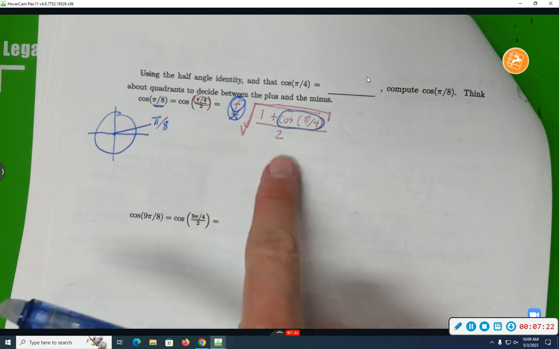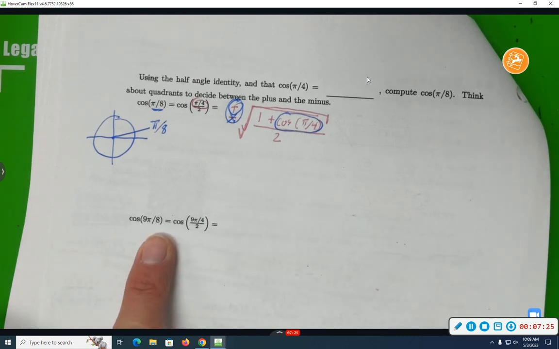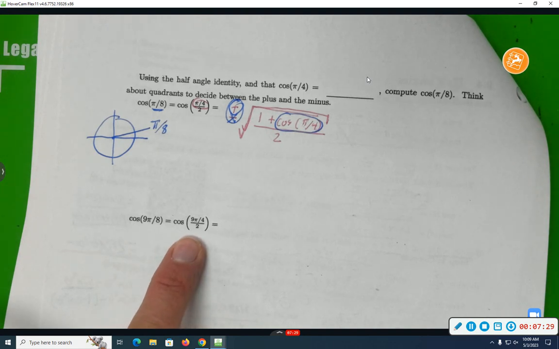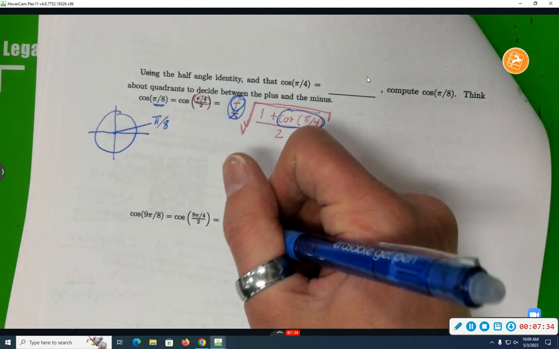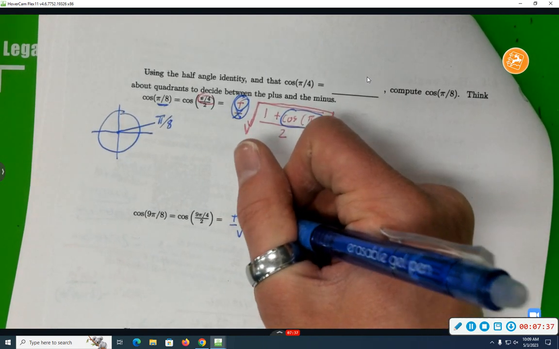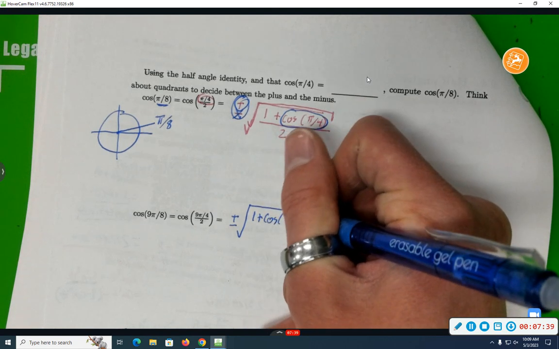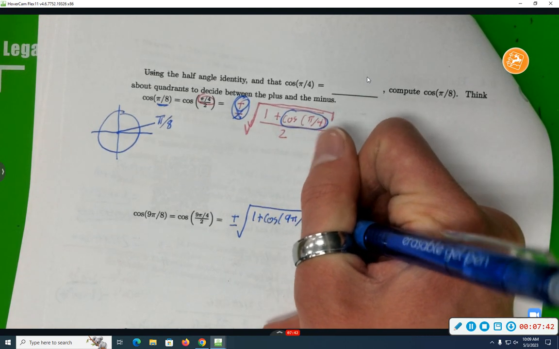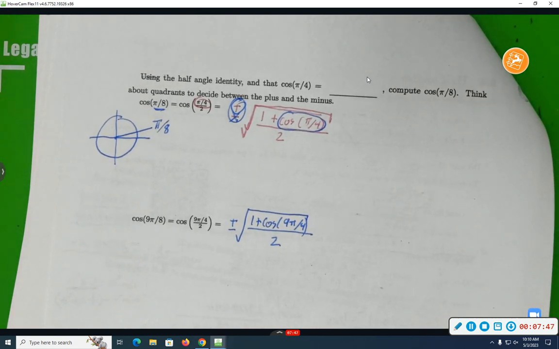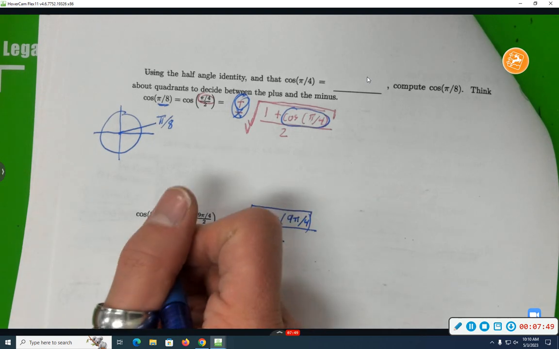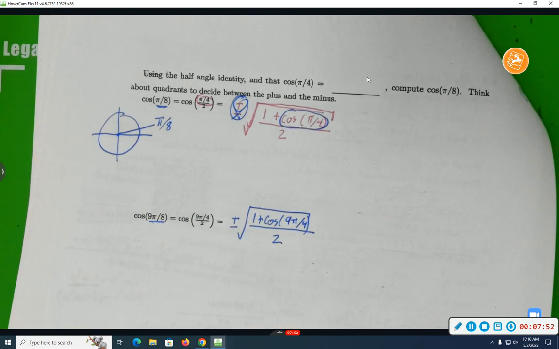And maybe before we continue here, let's think about what would happen with cosine of 9 pi over 8. Again, 9 pi over 8 is half of an angle that we understand, so we can use the half-angle formula again. This will be plus or minus the square root of 1 plus the cosine of 9 pi over 4, over 2. Let's go through the same set of thoughts first. 9 pi over 8. Draw that angle. What quadrant is it in?